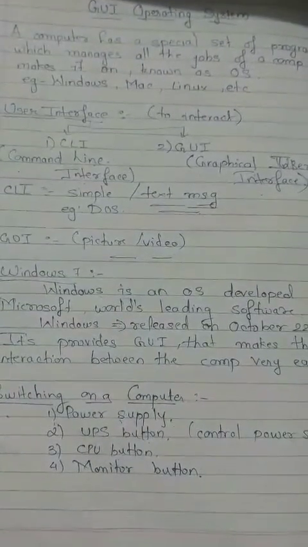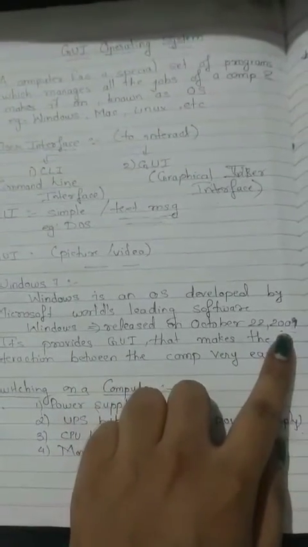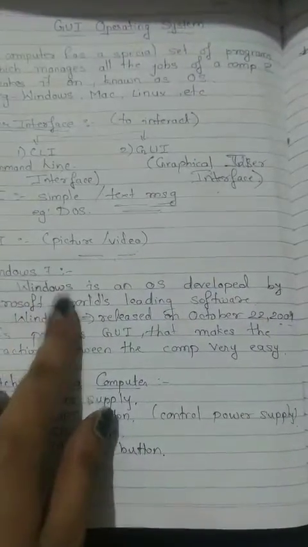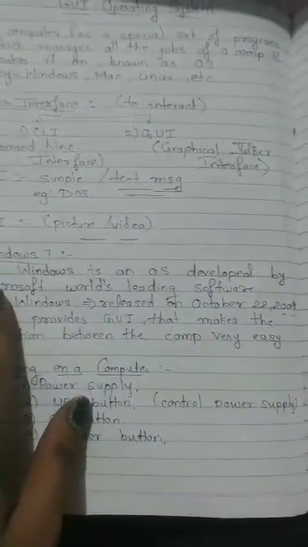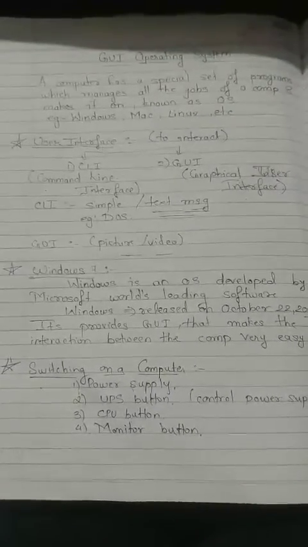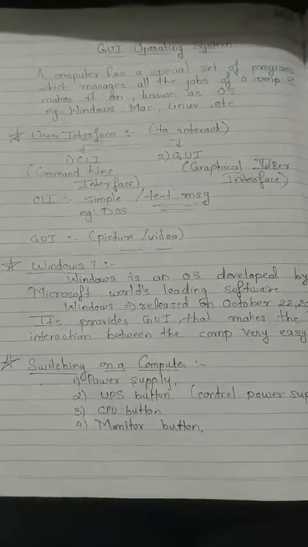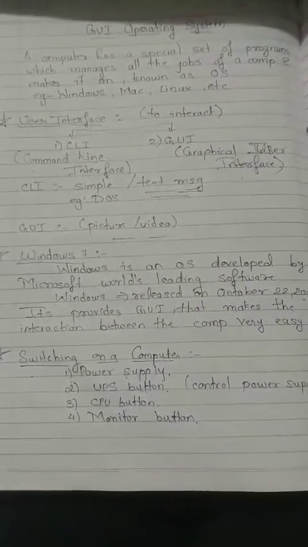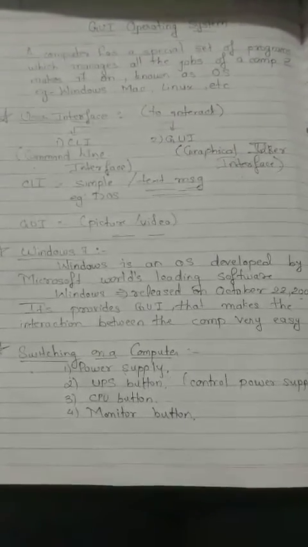The next topic was Windows 7. Windows 7 was released on October 22, 2009. Who developed it? Windows is an operating system developed by Microsoft, a leading software company. This is an important fill in the blanks question: Windows is an operating system developed by Microsoft. This is a company name, a leading software company.